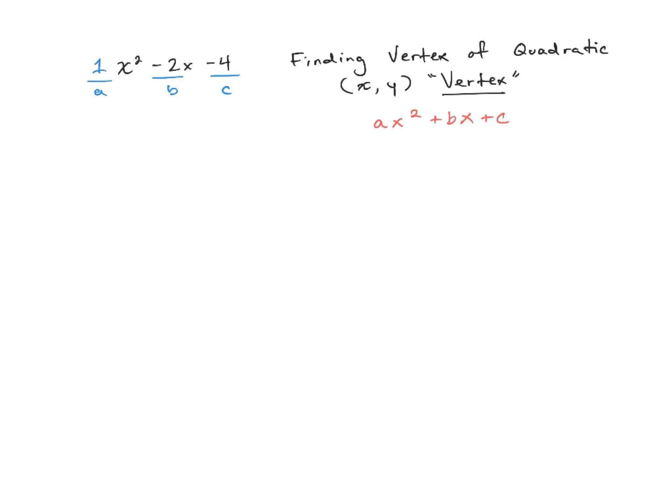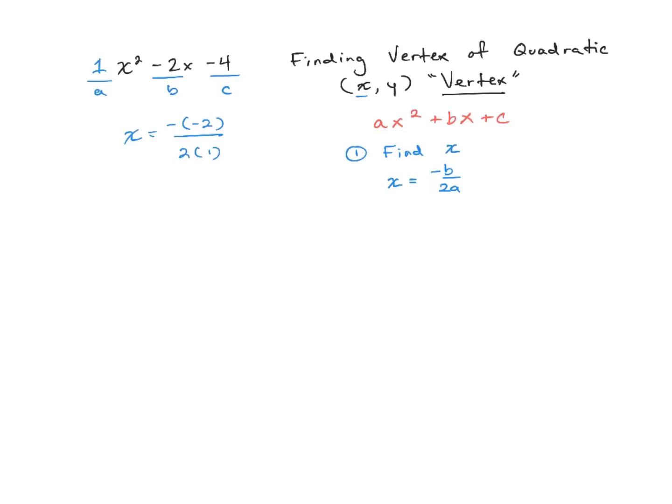Now, the first step in solving for your vertex is you want to solve for x. You want to find x. And to do that, we're going to use the negative b over 2a formula. This will help us find the x value of our coordinate. So what we'll do is plug in the values given in our equation. So negative (negative 2) over 2 times 1.